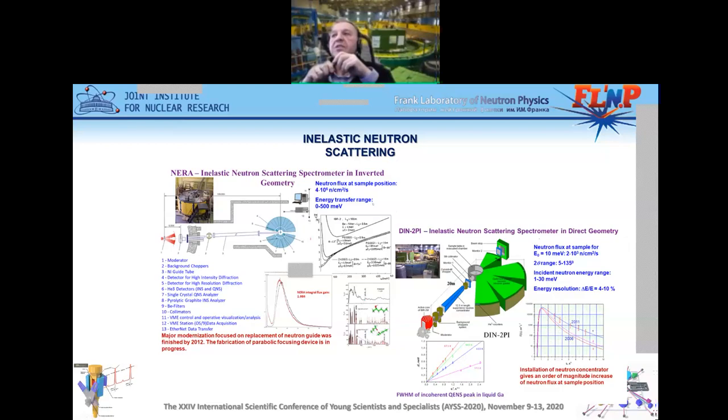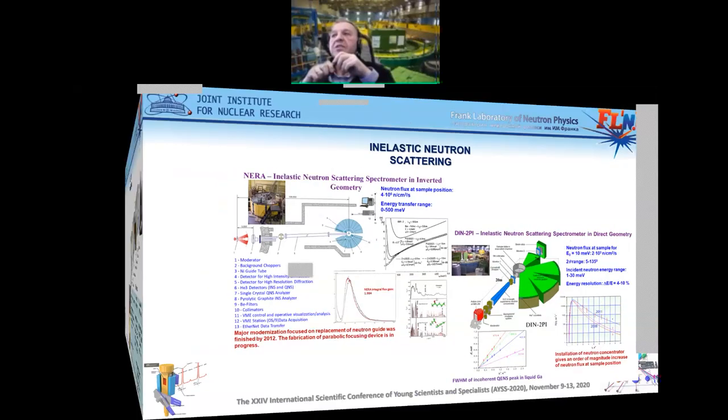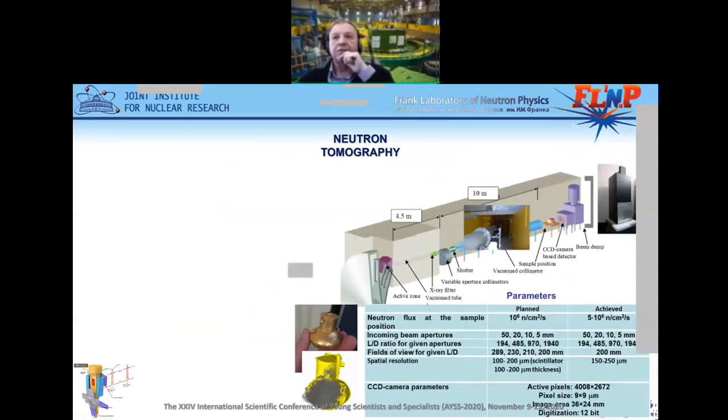At the moment, we have two instruments for inelastic neutron scattering at IBR-2. And now another instrument is under construction, which is aimed to replace one of the old instruments at line number 2.